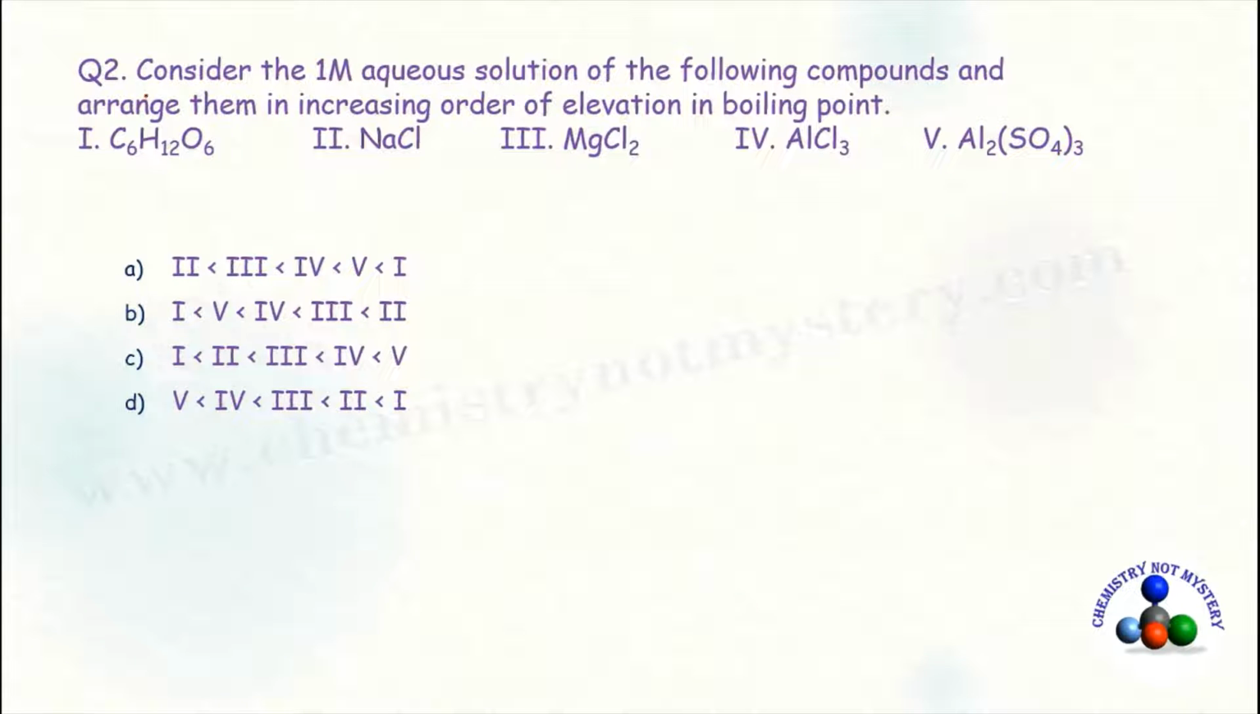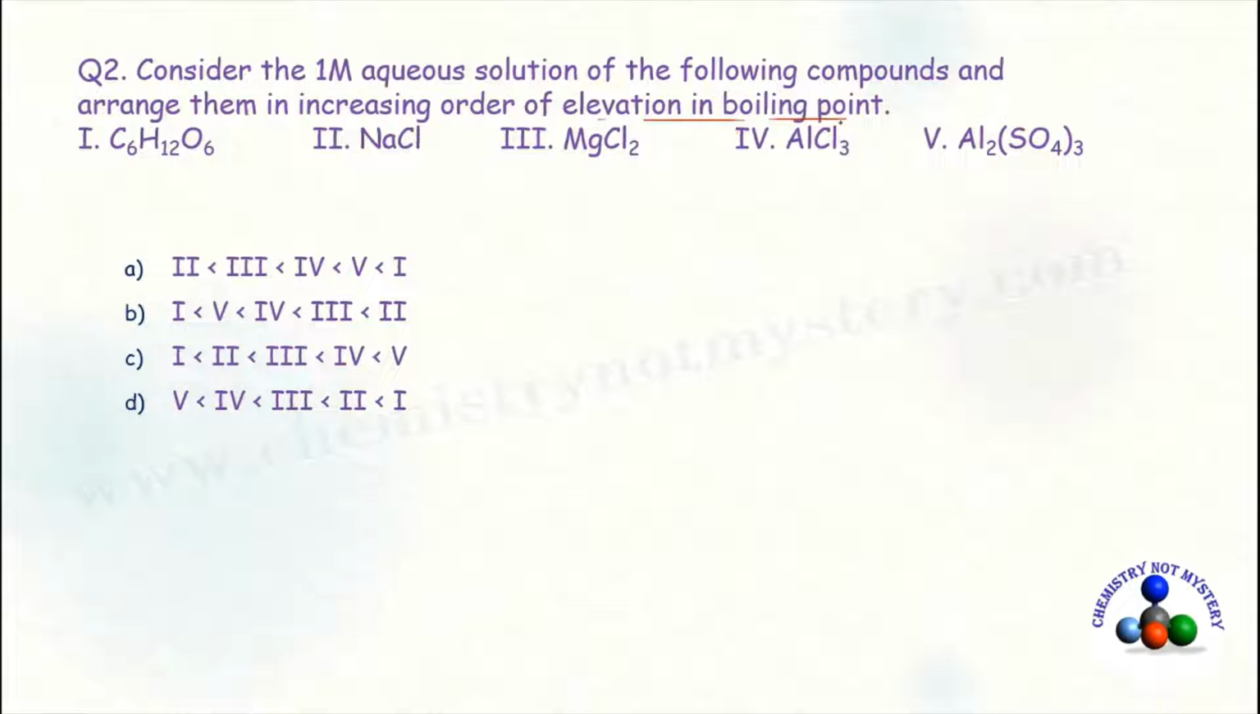Now come to the next question. Consider 1 molar aqueous solution of the following compounds and arrange them in increasing order of elevation in boiling point. These are the options: C6H12O6, that is glucose, NaCl, MgCl2, AlCl3 and Al2(SO4)3.